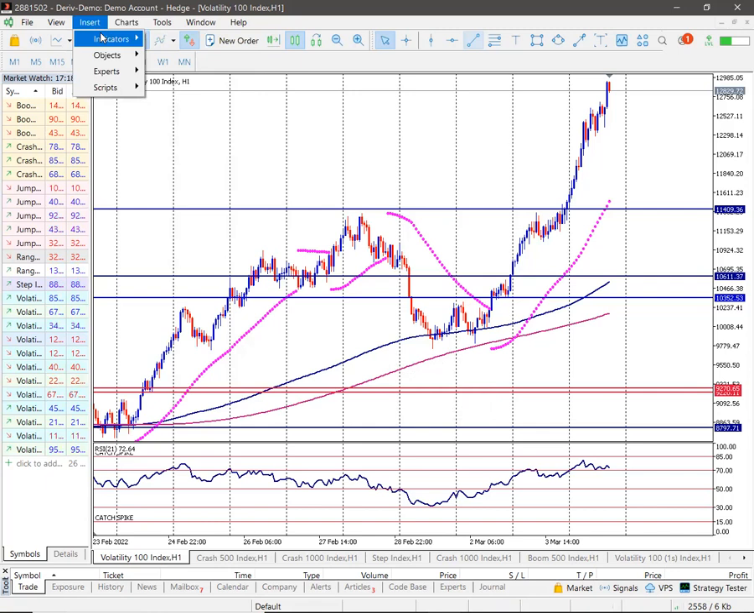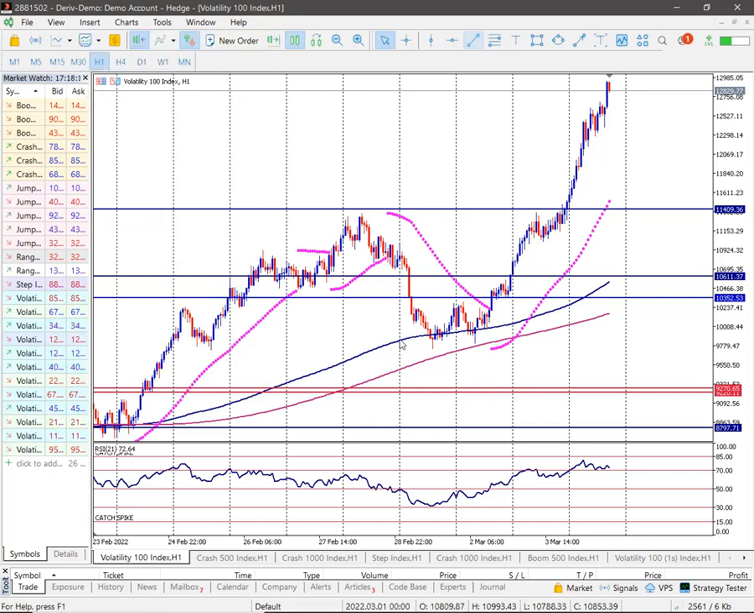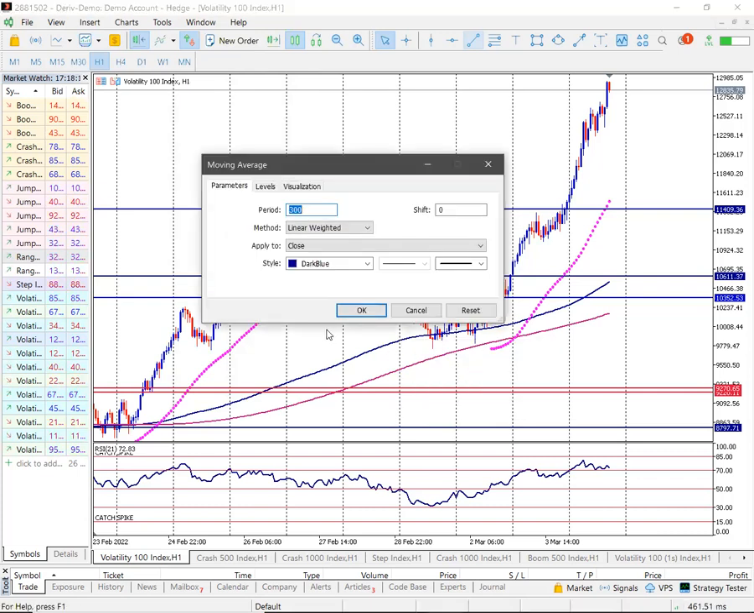let me check my indicators. So this is my indicator. Just go there and then properties. If you have a pen, you can write down these moving averages. They are very helpful. The first one is 300. You start with 300 and then linear weighted, then apply to close, then click OK. So the period is 300, the first moving average, then linear weighted, then apply to close.